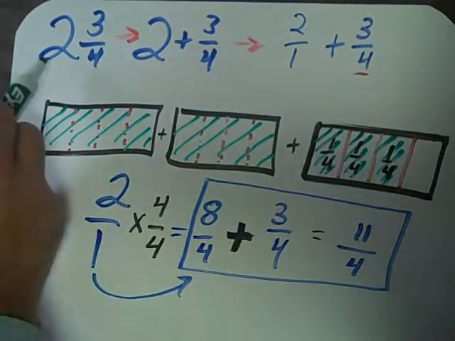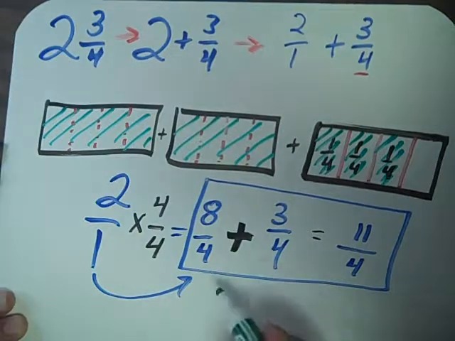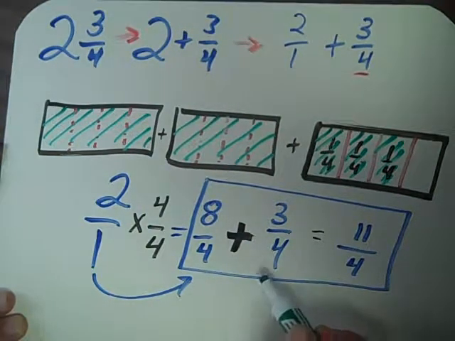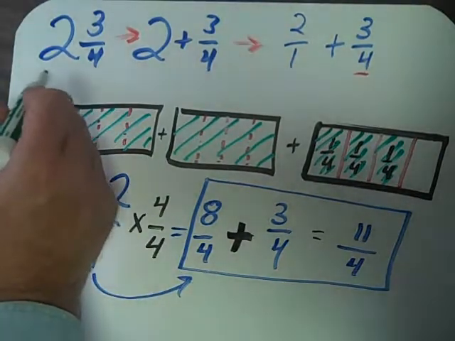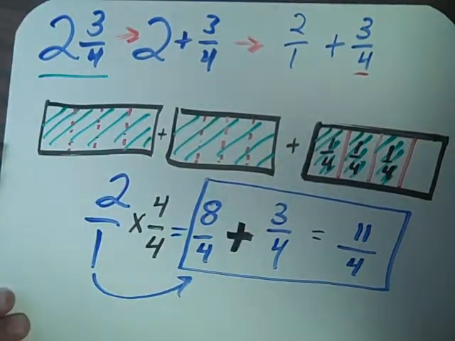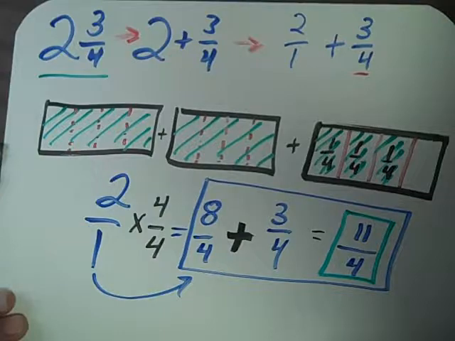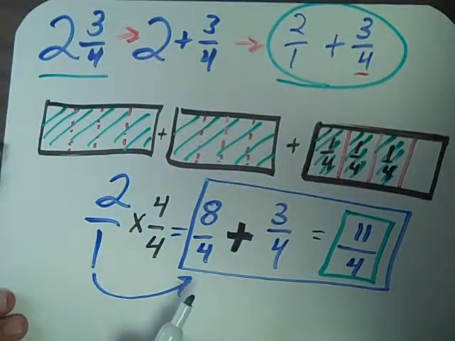And that's why that works, why you can do 2 times 4 plus 3. Actually, what you're doing is you're making equivalent fractions in order to add fractions with unlike denominators. So that's how you convert a mixed number into an improper fraction by using the strategy of adding fractions with unlike denominators.